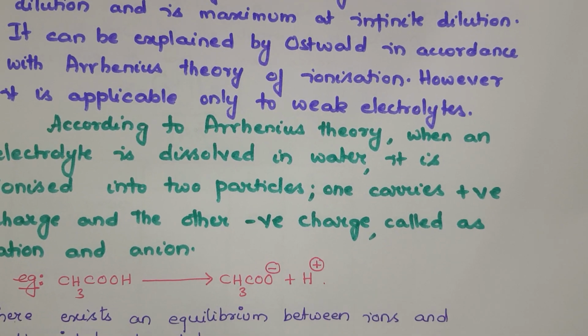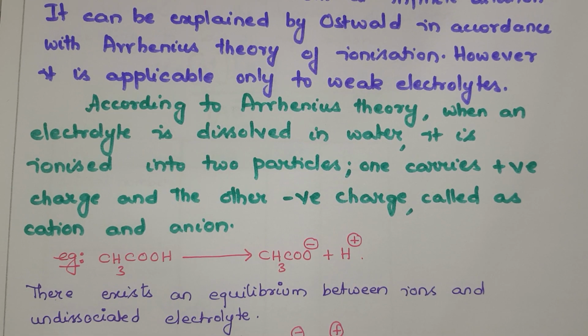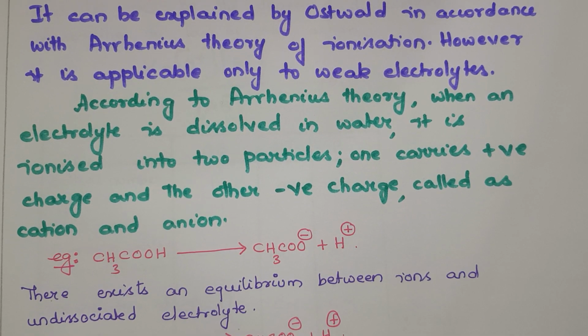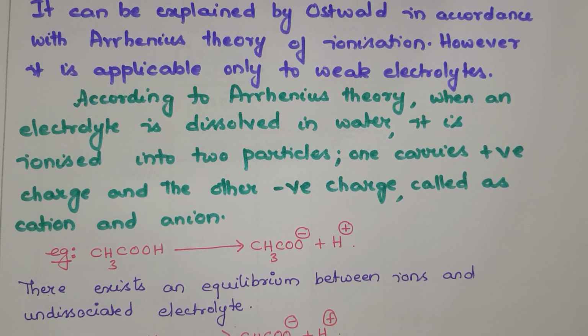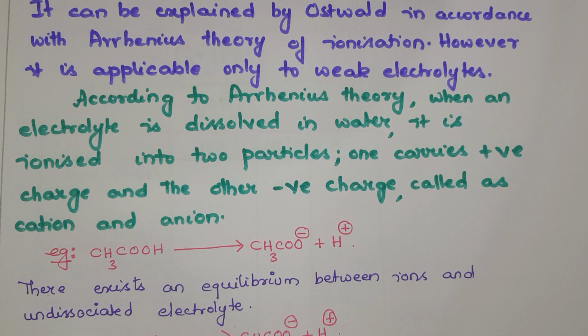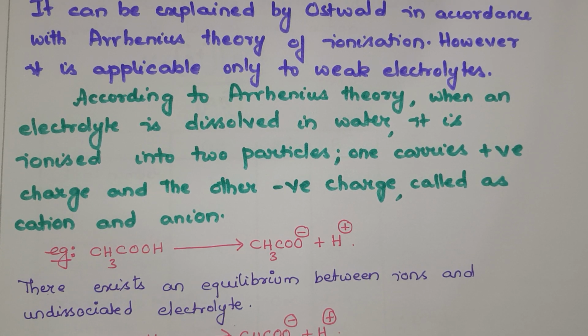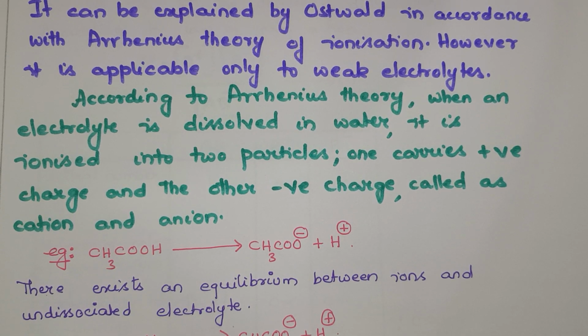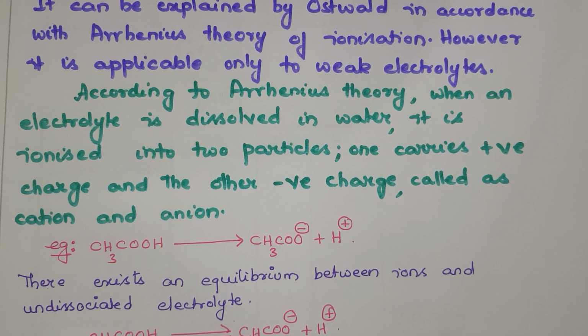Below I have given a reaction. What is it? CH3COOH. What is CH3COOH, students? Acetic acid. Suppose you dissolve acetic acid in water. What happens? It dissociates into positive and negative ions: CH3COO minus, the acetate ion, and H plus ion. And Arrhenius theory also explained that there will be an equilibrium existing between the ions and the undissociated electrolyte.